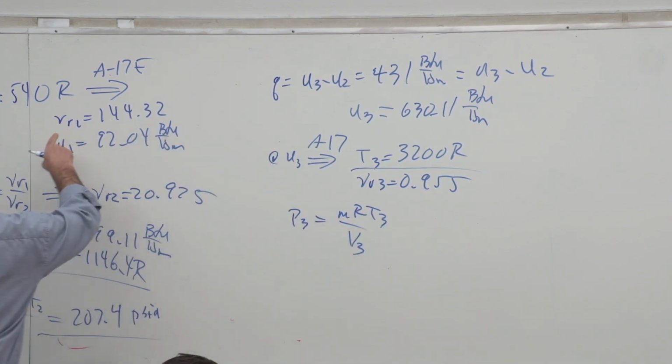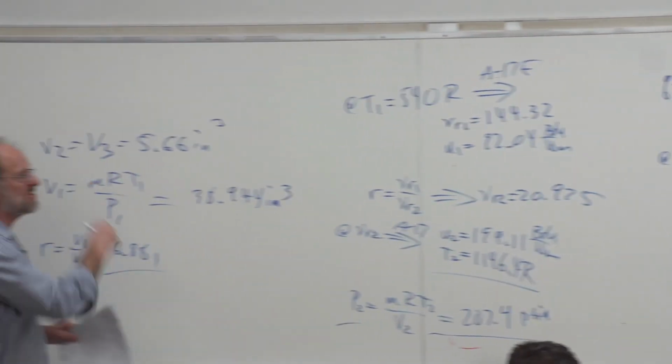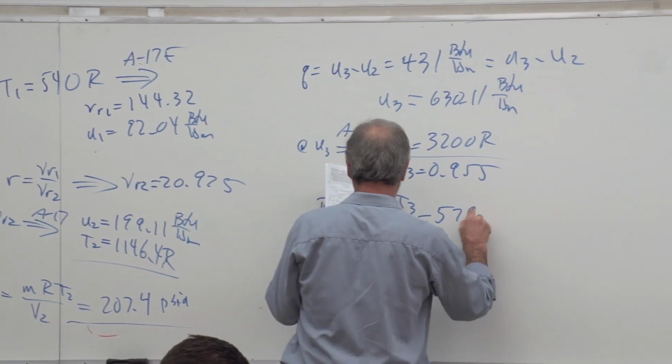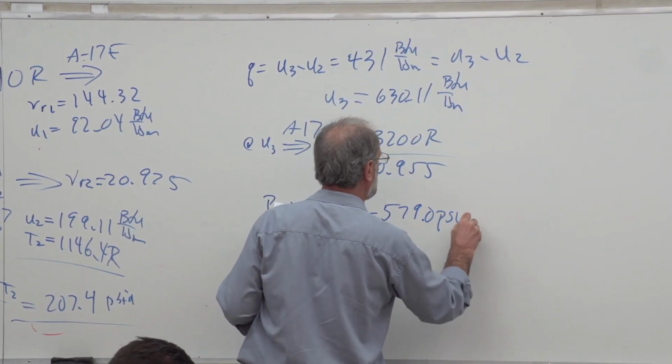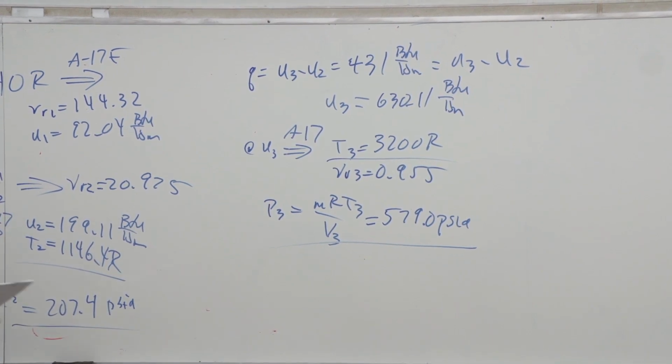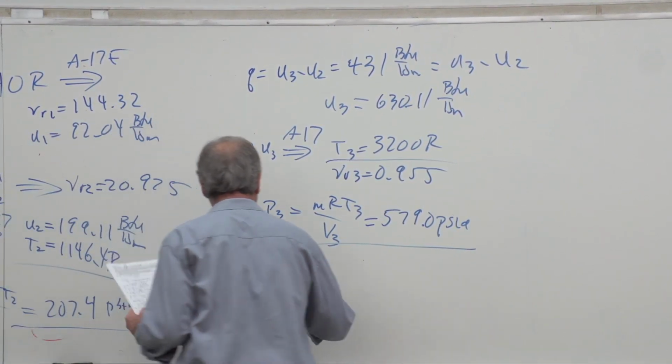Again, noting that V3 is the same as V2, so that's been given. And we get that the pressure at 3 is 579.0 psia. All right, so now we have temperature and pressure at point 3. Now let's just move on from 3 to 4.